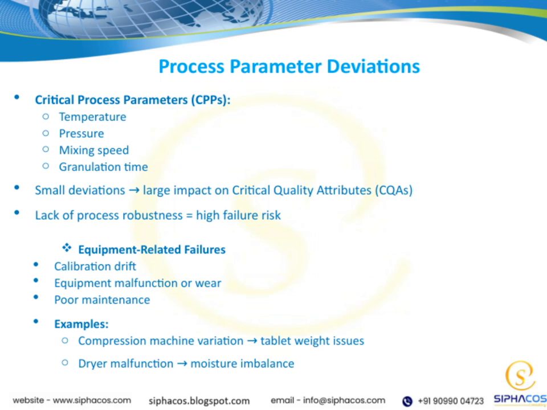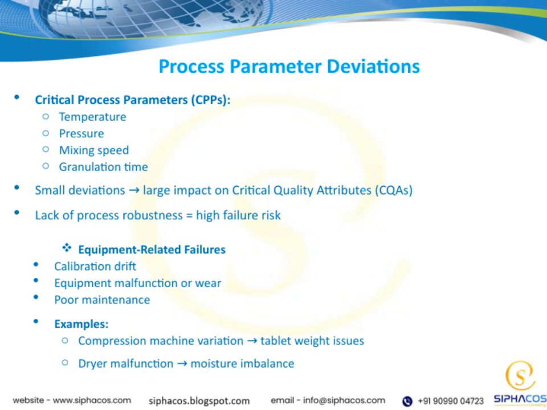To illustrate, a variation in the compression machine can lead to differences in tablet weight, affecting product quality. Similarly, if the dryer malfunctions, it can cause moisture imbalances that compromise the stability and safety of the final product.